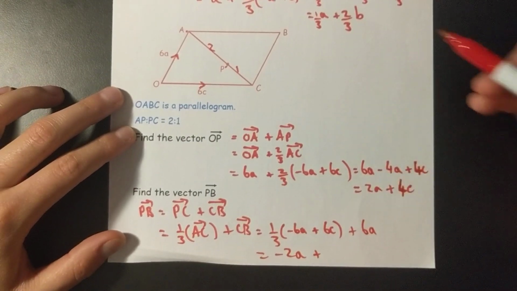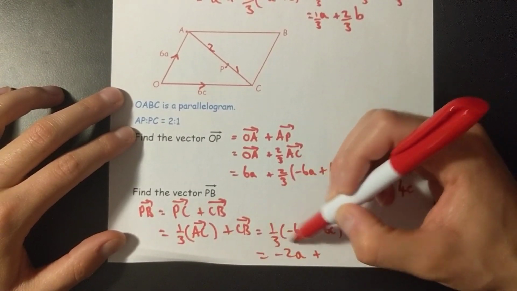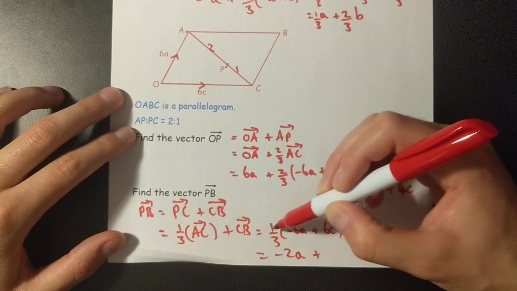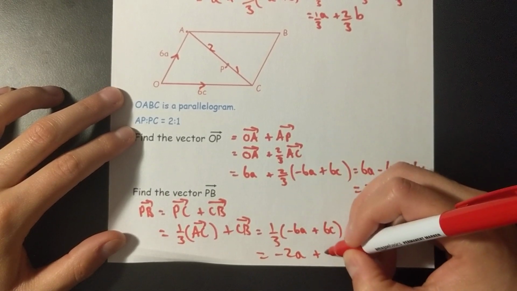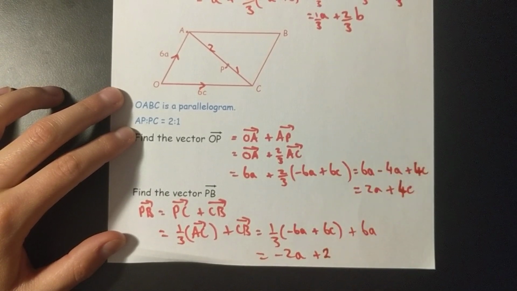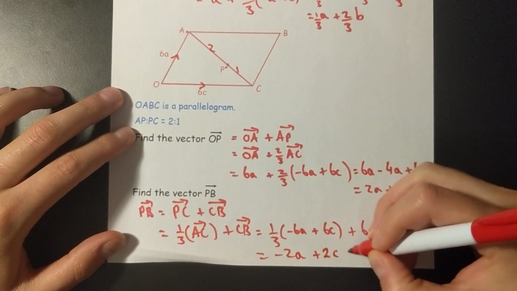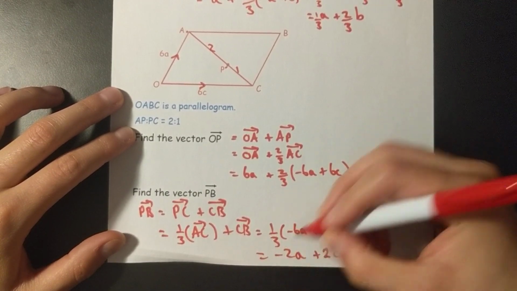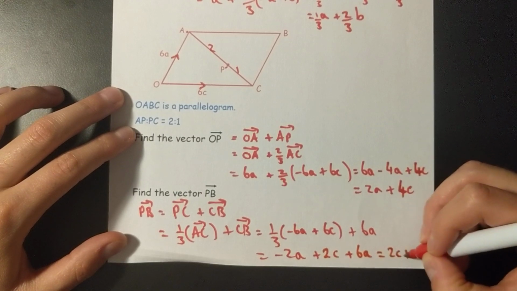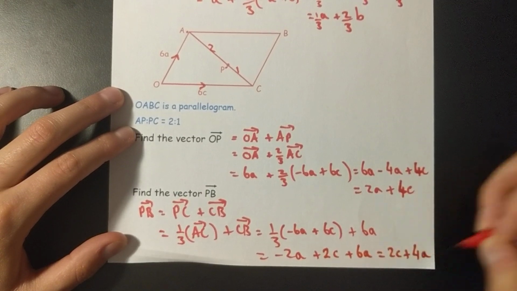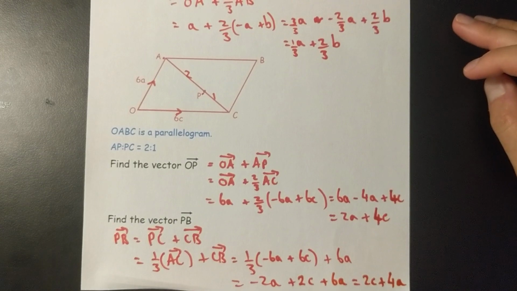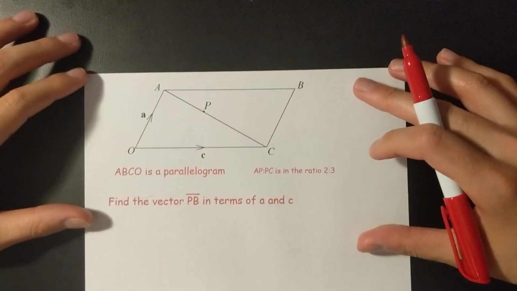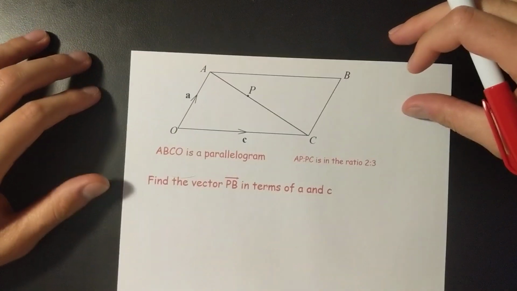Let's go back to this question. 1/3 multiplied by negative 6a is negative 2a. 1/3 times 6c is 2c, plus 6a. That is going to be 2c plus 4a. So again, here, the GCSE questions, the only difference is it is not broken down for you as much.